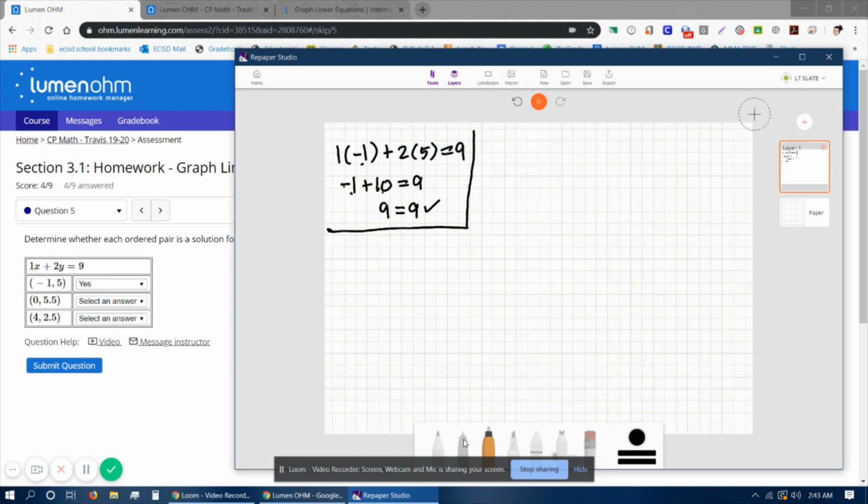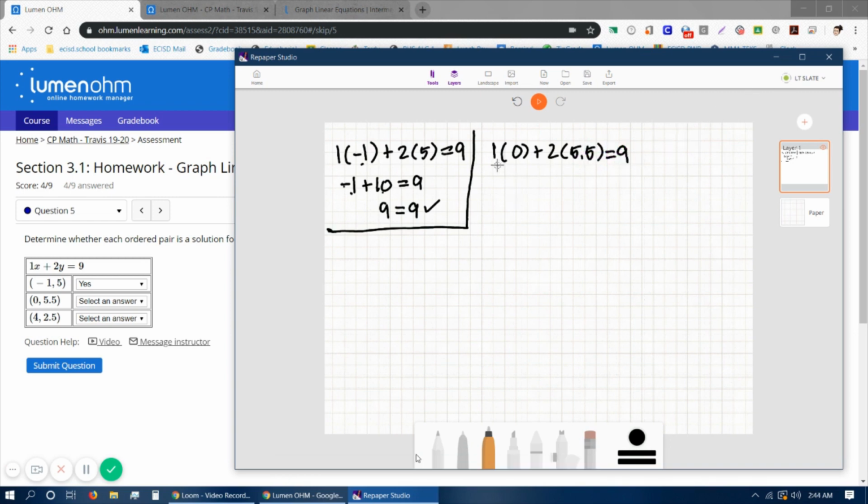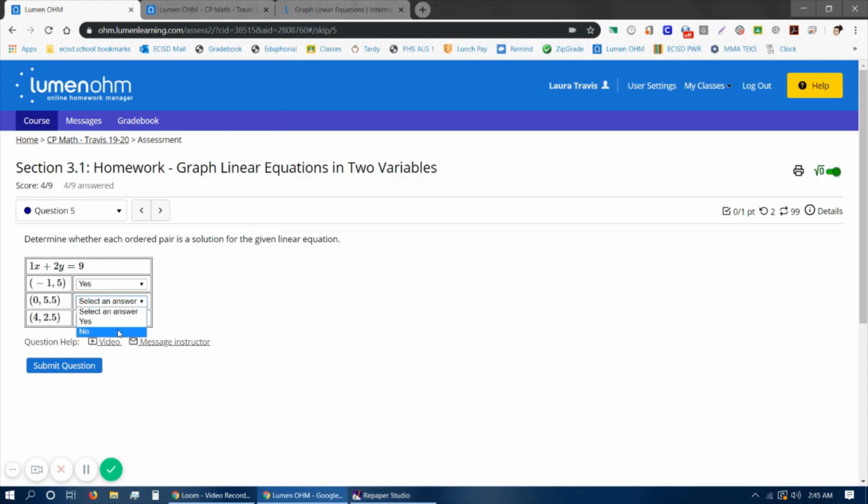Let's test the next one. So if I set it up, we'll have 1 times 0 plus 2 times 5.5, and it's supposed to equal 9. 1 times 0 will give me 0, and 2 times 5.5 will give me 11, and it's supposed to equal 9. But if I add these two together and wind up with 11 equals 9, that is not a true statement. So this is not a solution.